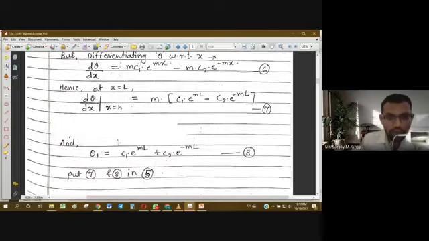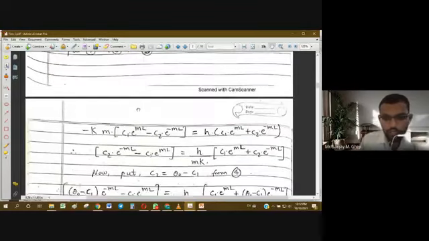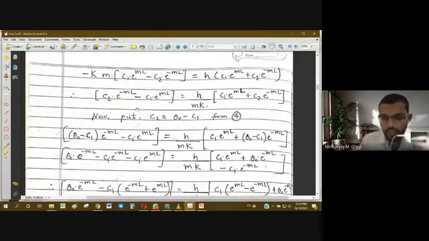Okay, so equations are going to become larger in size, as the number of terms is going to increase. So we get minus k m into C1 e raised to mL minus C2 e raised to minus mL equal to h into C1 e raised to mL plus C2 e raised to minus mL. So this is actually d theta by dx at x equal to L, and this term h into theta L, this bracket is for theta L. Theta L is replaced by this term.